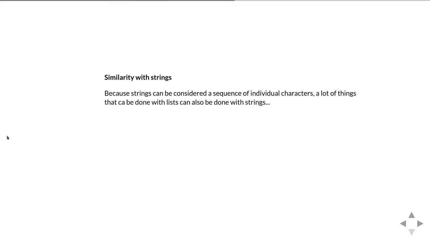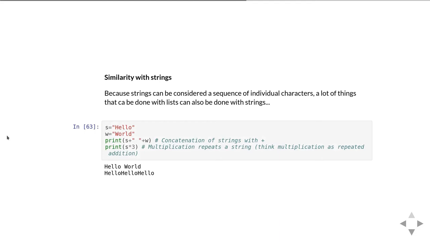It's also worth pointing out that there's quite a similarity with strings. Strings you can think of as being a sequence of individual characters. They're like a list of letters. And so a lot of things you can do with lists, you could also do with strings. For example, if you do one string plus another string, that's equivalent to doing one list plus another list, and that is concatenation, or extending the list, or in this case, sticking the two strings together. Likewise, if you multiply a string by an integer, that's similar to multiplying a list by an integer. It simply repeats that string that many times over. Here you can see I've added together hello plus space plus world, to make hello world. And if I take hello and multiply it by three, I just get hello, hello, hello.